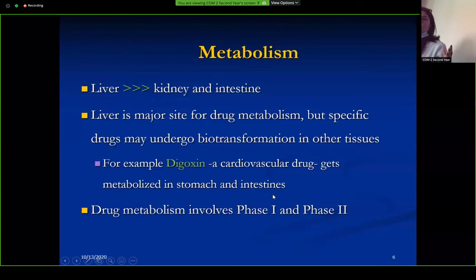So we have different cases. Most of the medication is rendered what? Inactive. Some of them we should give as prodrugs, and then they will be activated into the active drug, like levodopa, to give you dopamine in the neurons. And as we mentioned, the liver is the main site of biotransforming or metabolizing the drug, but you might have certain drugs like digoxin that are metabolized in the stomach and intestine. Drug metabolism usually involves phase 1 and phase 2, as I put in the picture, phase 1 and phase 2.